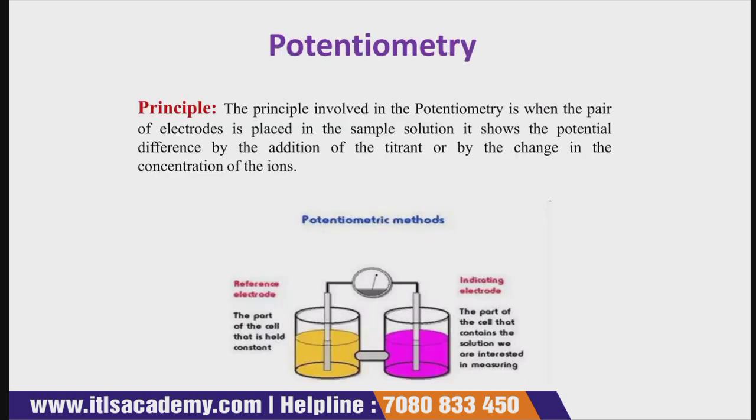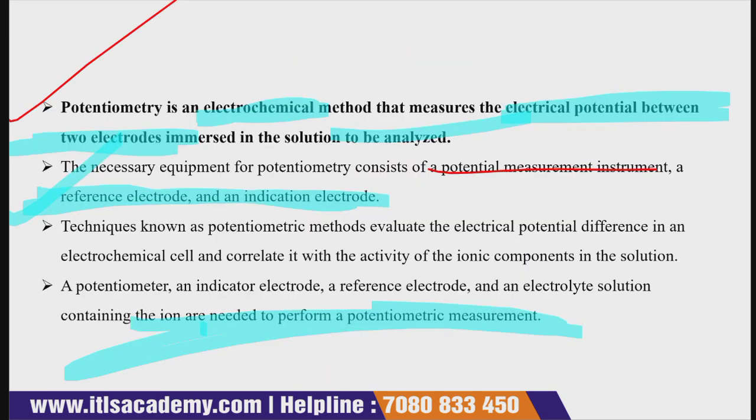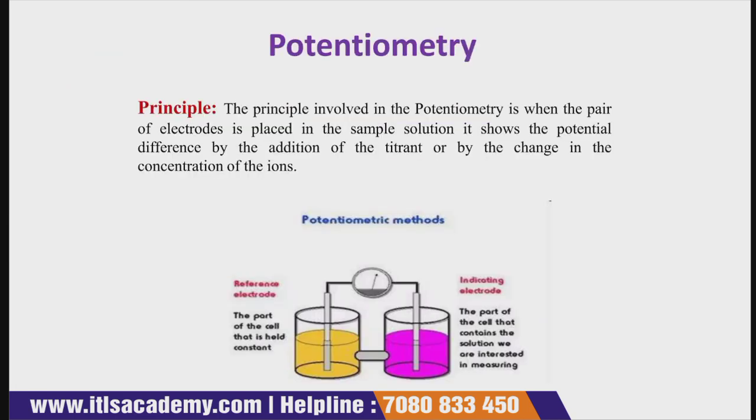Okay, so when they both are placed in the electrolyte solution, it shows the potential difference. How are they showing the potential difference? When you add the titrant into the solution, or when you change the concentration of ions, because I have told you that ions are needed to perform the potentiometric measurement.